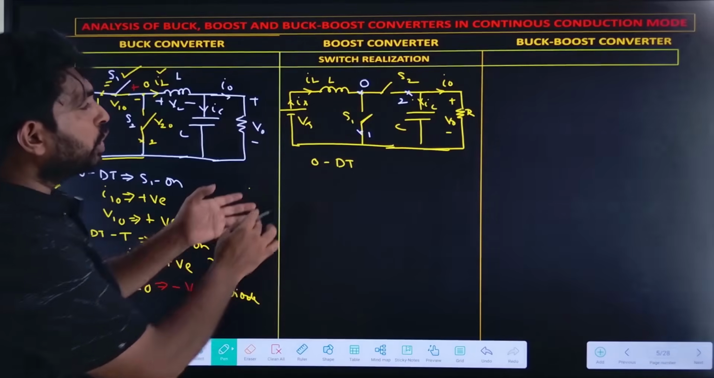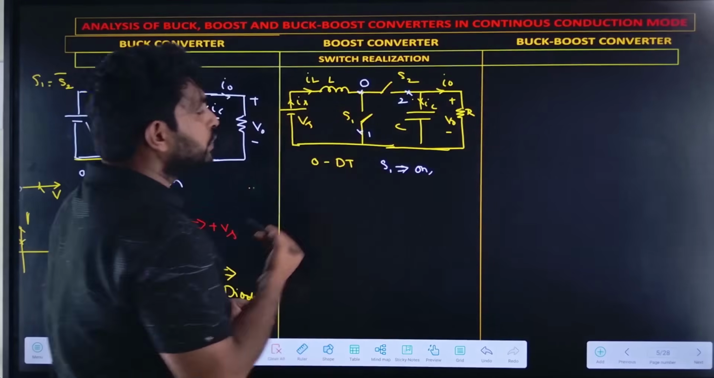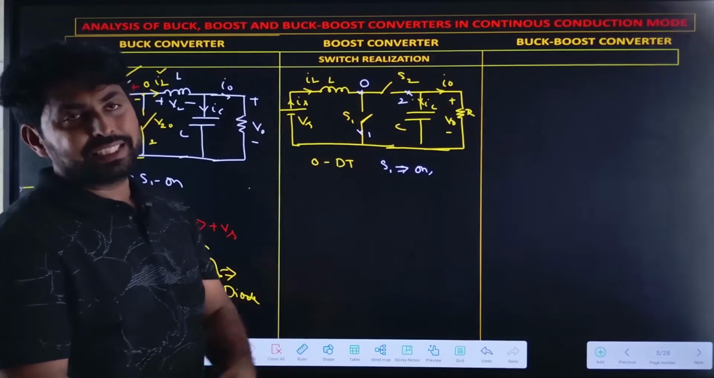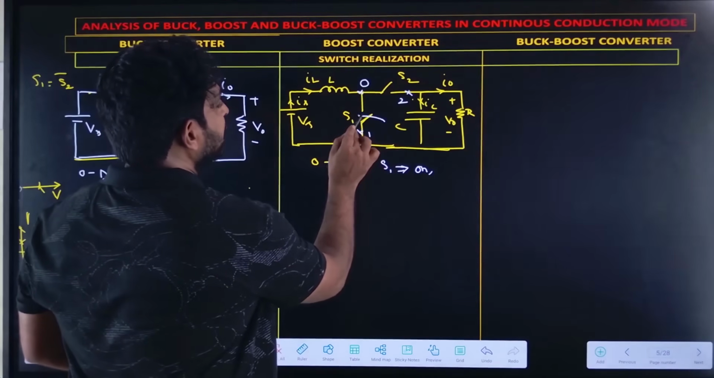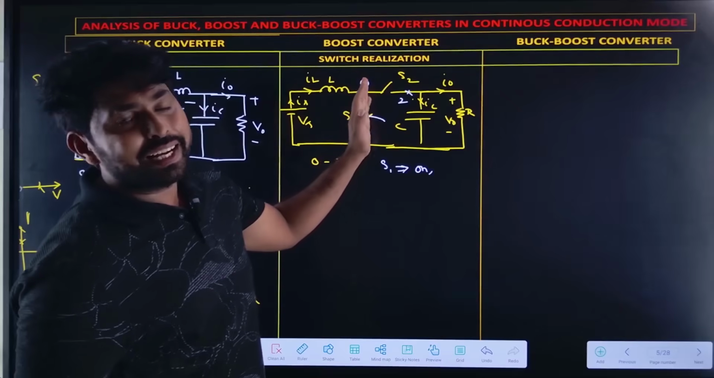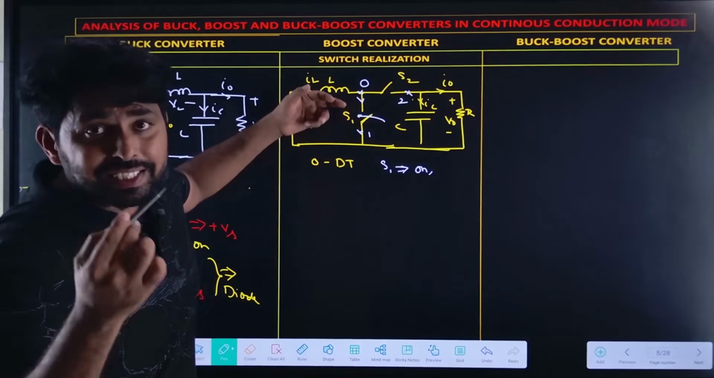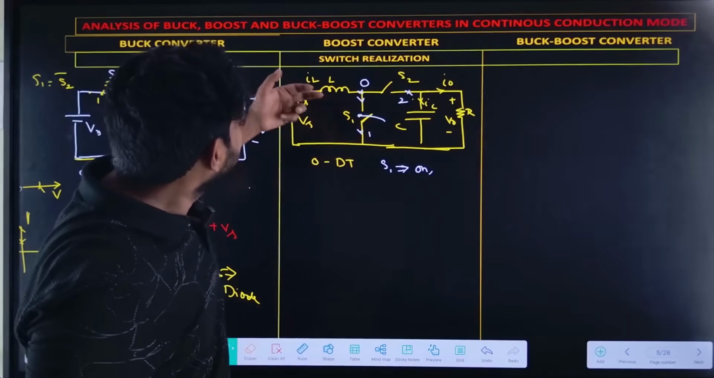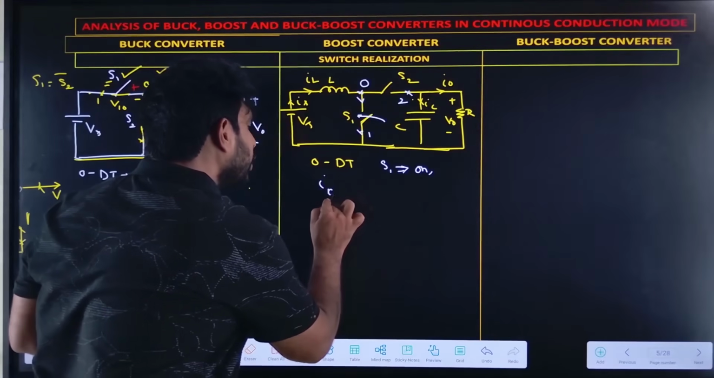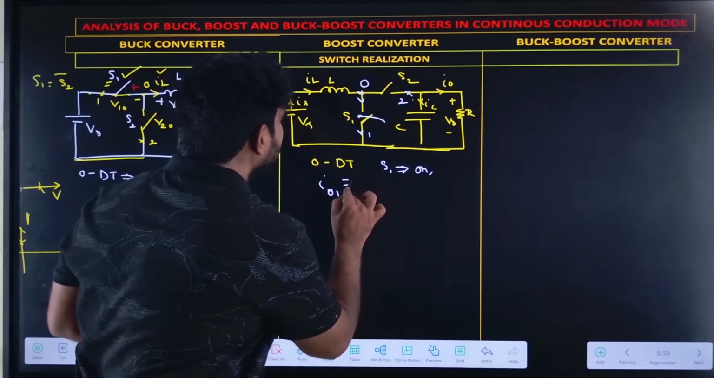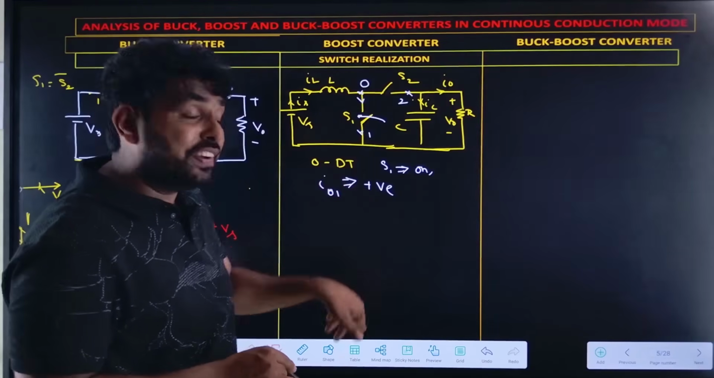Now, 0 to dT, S1 should be in the on condition. When S1 is in the on condition, what will be the current direction? Let us take the inductor current as a reference. The inductor current is in this direction. Let us take I01, so I01 is positive. Based on that, find the V01.